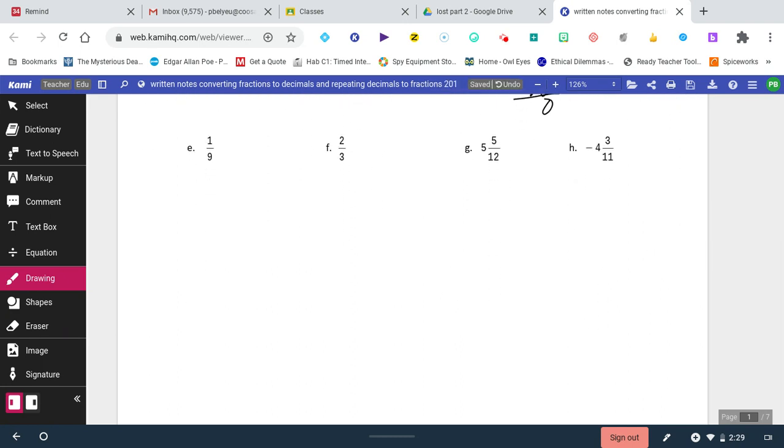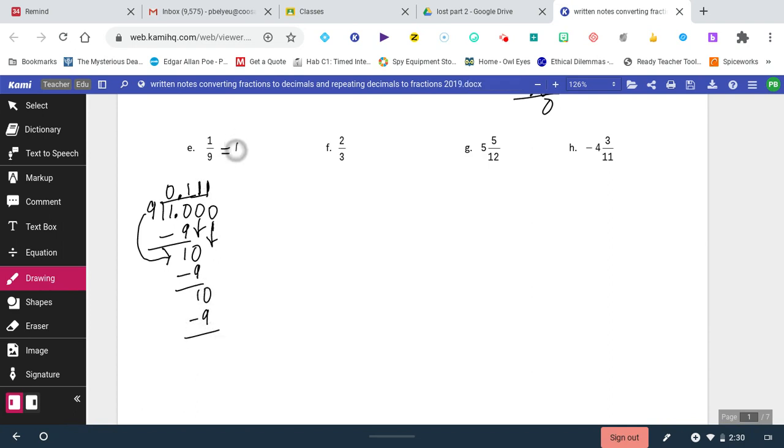All right, E, top and bottom out. Let's see what we get. You can get no groups of 9 out of 1, but you can get one group of 9 out of 10 with a remainder of 1. Add a 0 and bring it down. Remember, we don't stop dividing unless we get a remainder of 0 or the quotient, when I say quotient, I mean this up here, starts repeating. All right, how many groups of 9 can I get out of 10? 1. And if you notice, it's going to keep repeating what digit? It's going to keep repeating the 1.